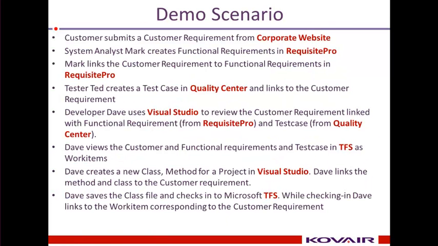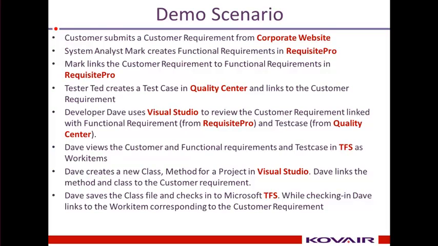So here is a quick demo scenario. As I mentioned, we'll start with the customer requirements submitted from the corporate website. Then Mark, who is a kind of analyst, will go to Requisite Pro, see that particular customer requirement is replicated there, create a new functional requirement in Requisite Pro, and create the traceability link between them. Then we'll go to Ted. Ted is a tester. He will work on the Quality Center, and he will see the same customer requirement there, and then create a test case and create a traceability link between the test case and that customer requirement.